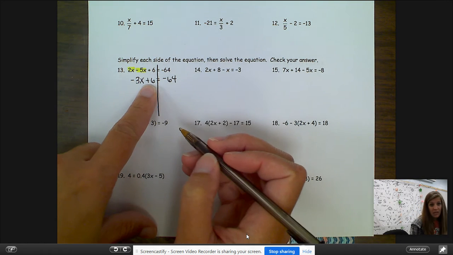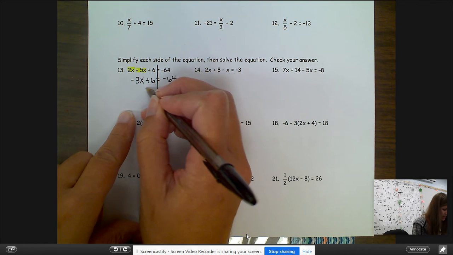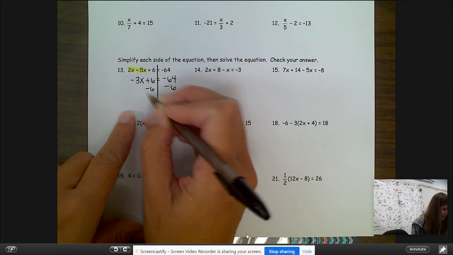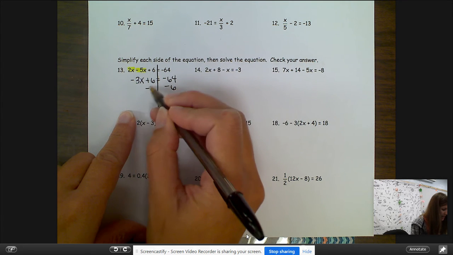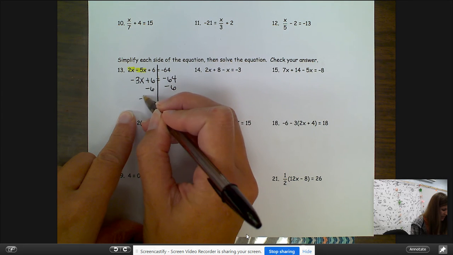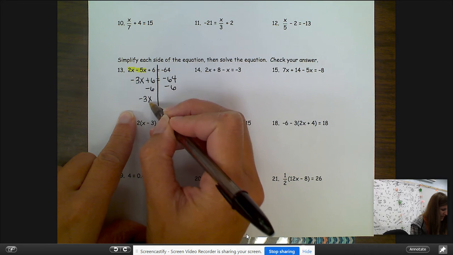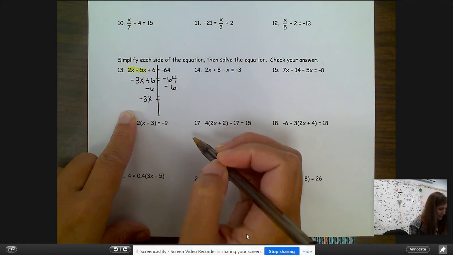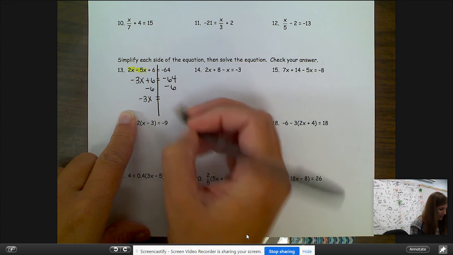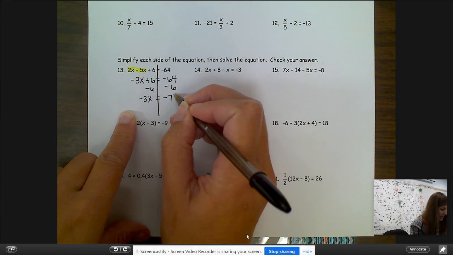So I'm going to get rid of this plus 6 by subtracting the 6. And then I'll simplify. So 6 and negative 6 is 0, and then we have our negative 3x. Bring down my equal sign. Negative 64 and negative 6 is negative 70.